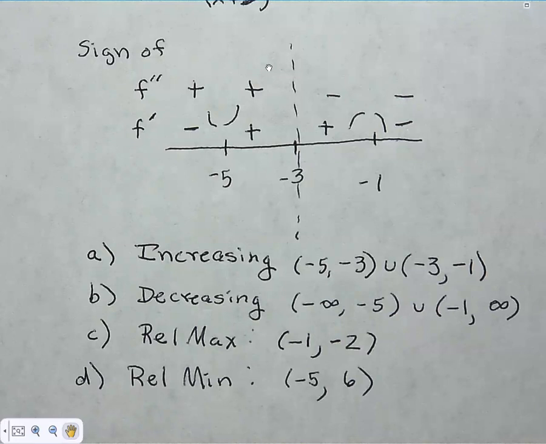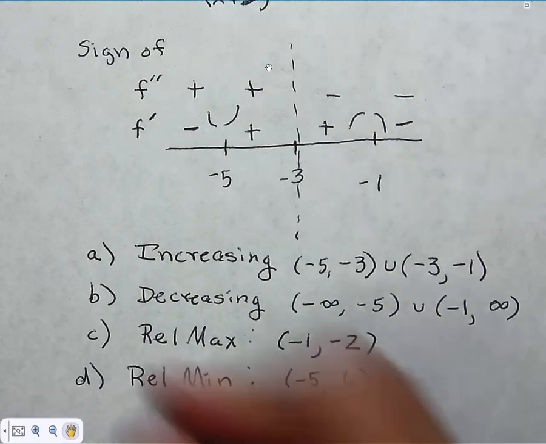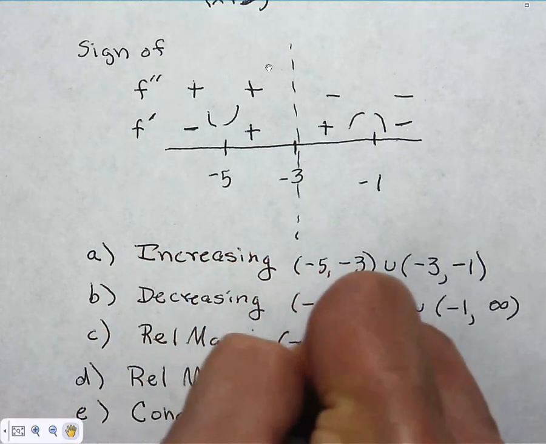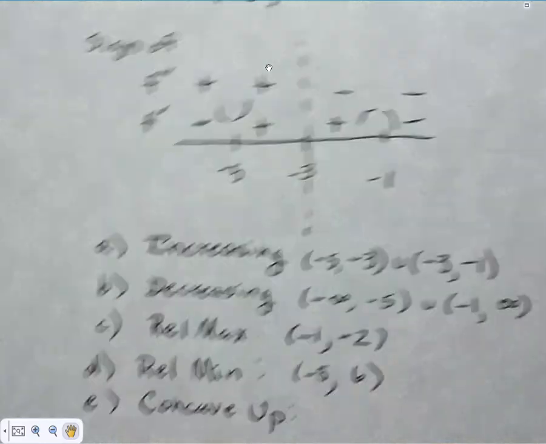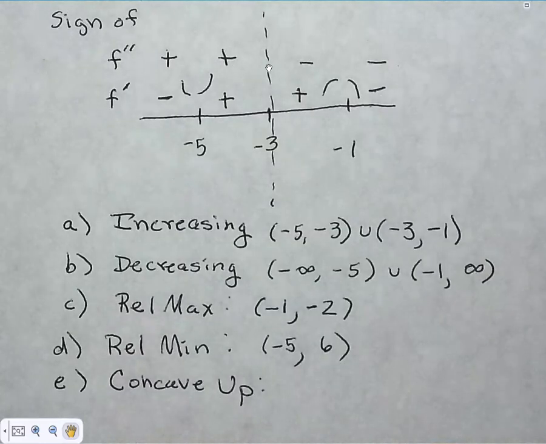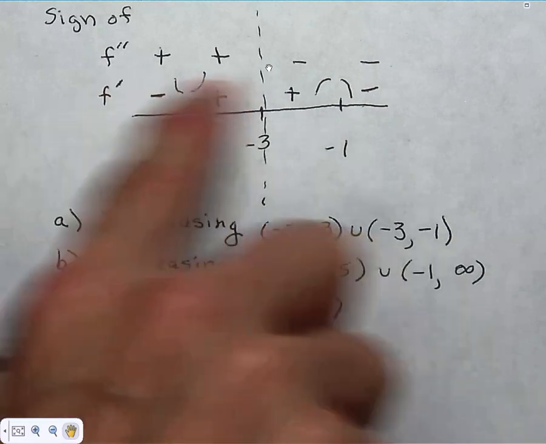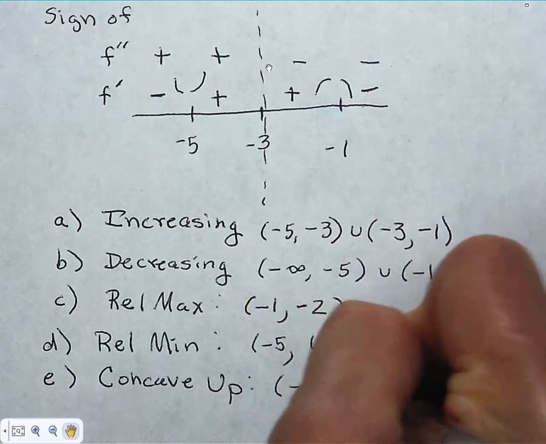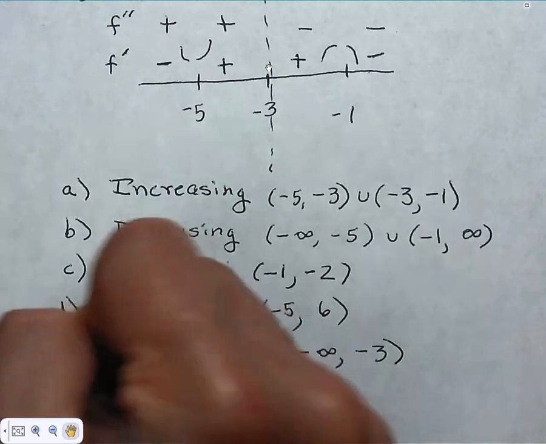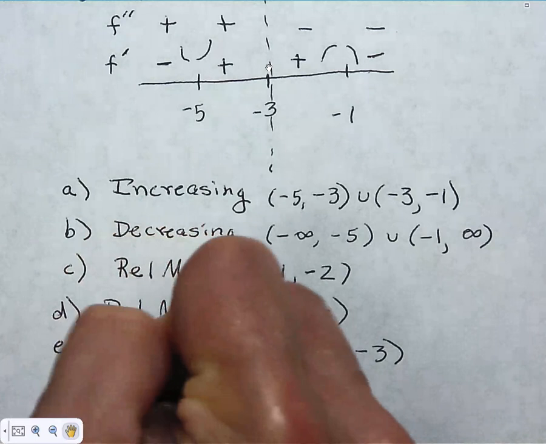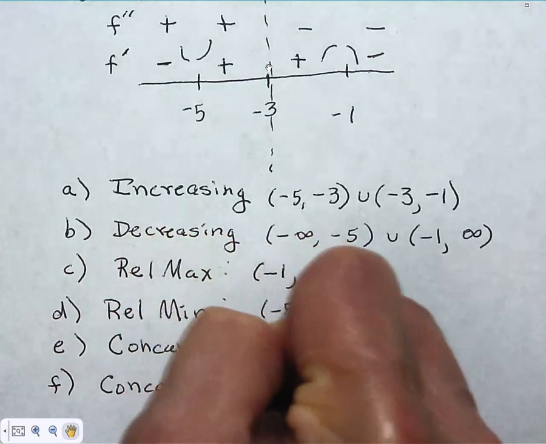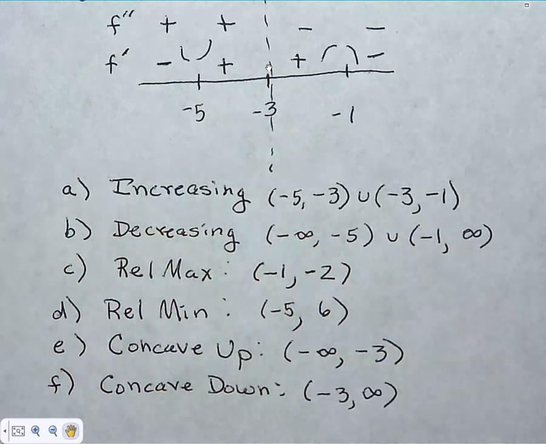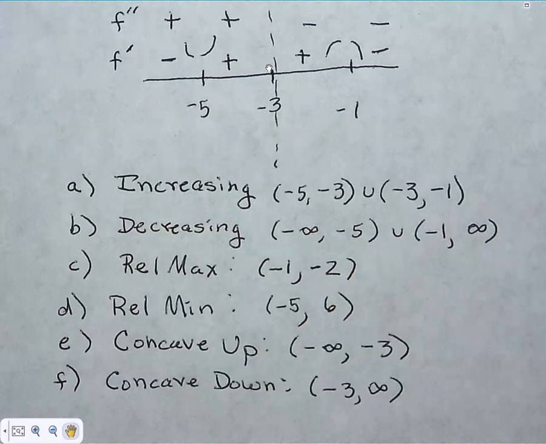All right, E part is concave up. Where's the function concave up? Wherever second derivative is positive, negative infinity up to -3. Where's the function concave down? -3 to infinity, wherever the second derivative is negative.